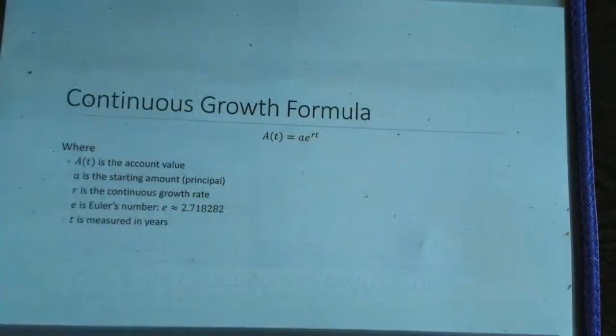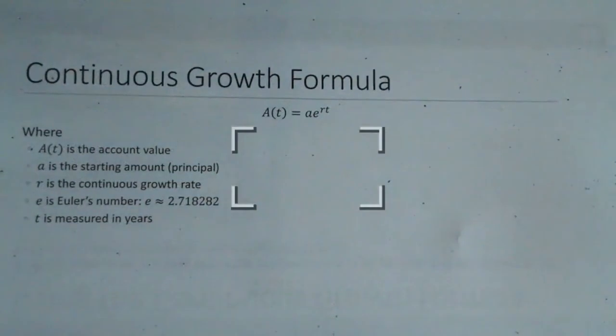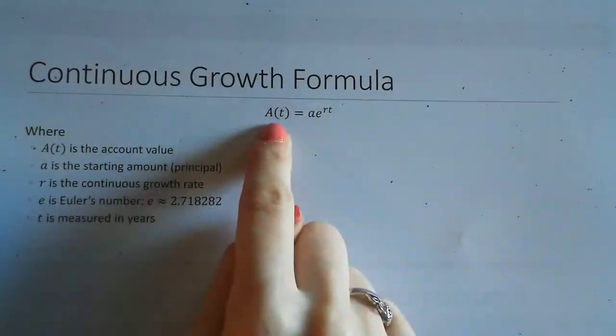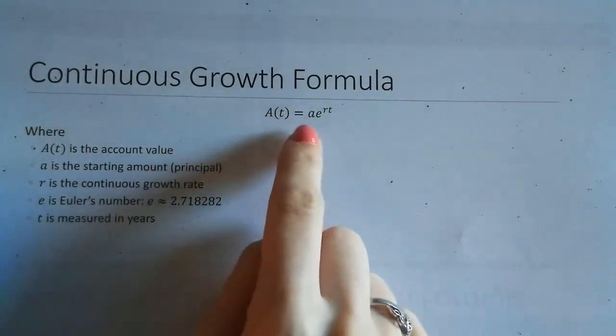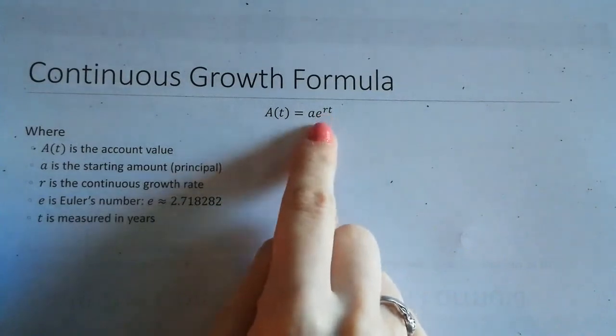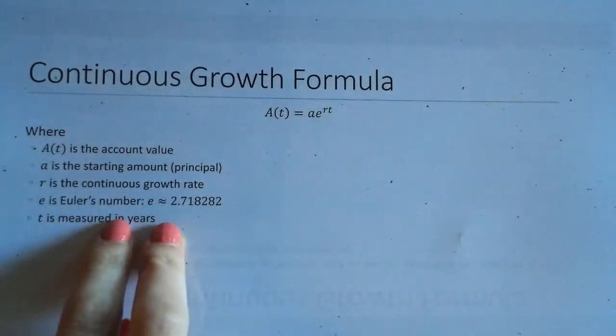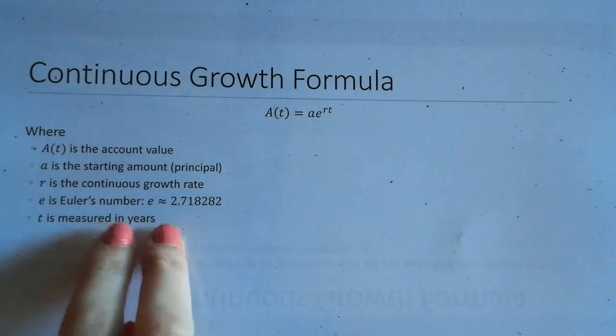The continuous growth formula looks very similar-ish to the compound interest formula. This says A of t is equal to lowercase a e to the RT power. Just like before, A of t is our account value, how much it's worth. A is our starting value. E, that's the new one. That's going to be Euler's number, and it's about equal to 2.718282.